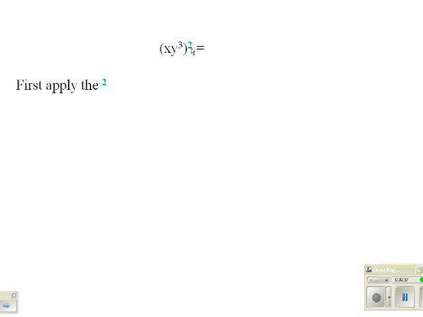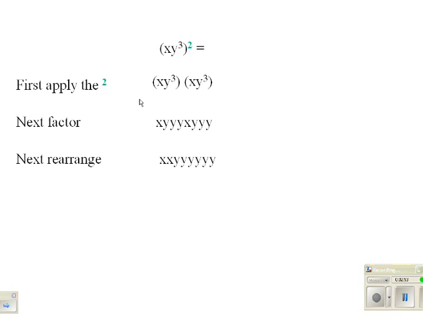Now here is where the exponent 2 is applied to the entire base being xy cubed. And so this whole term here is repeated. Then we factor. Then we rearrange, and last combine. So this actually is 4 steps.